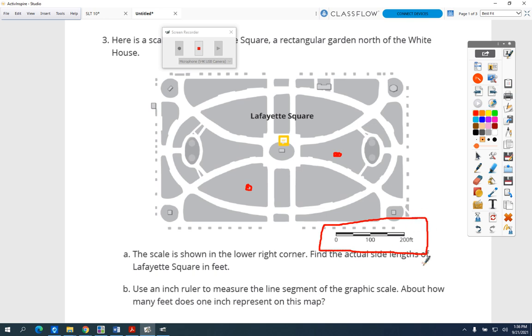Now there's something I told you in class. This isn't totally clear on what the scale is, because there is a certain distance of the picture, but this tells you in real life that from here to here it's 200 feet. So the first thing I always want you to do is take your ruler and actually measure from here to here and find out how far the distance is.